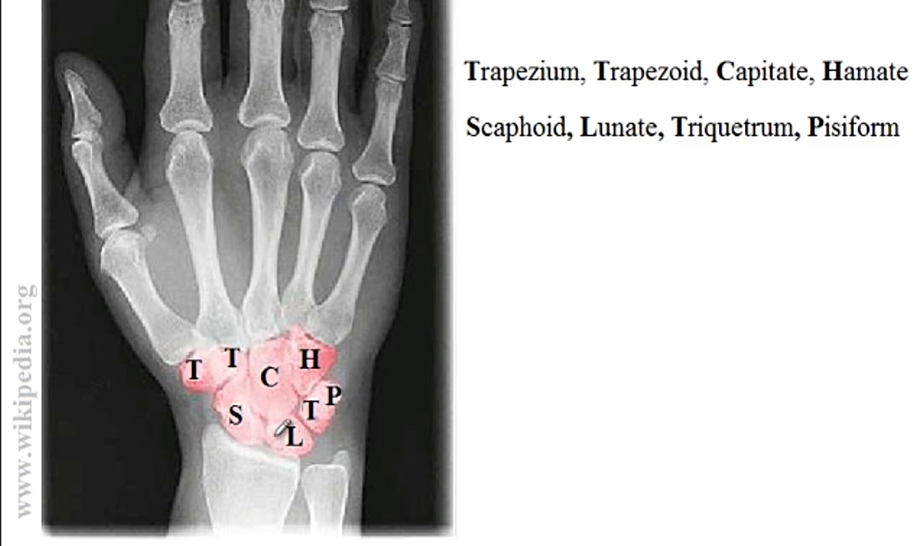The proximal row, which is made of a scaphoid, lunate, triquetrum, as well as the pisiform bones, and then the distal row, which is made of a trapezium, trapezoid, capitate, as well as hamate bones.